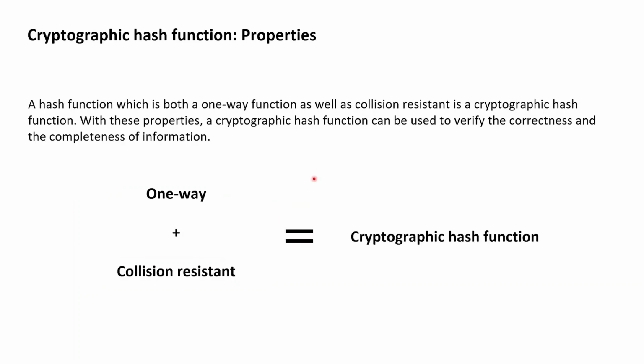Summarizing our previous observations about hash functions, we get to see that hash functions are only useful for cryptographic purposes if the hash functions are one-way and collision resistant. Such a hash function with these two properties is then referred to as a cryptographic hash function and can be used as a primitive to realize the classic cryptographic security goal of integrity.